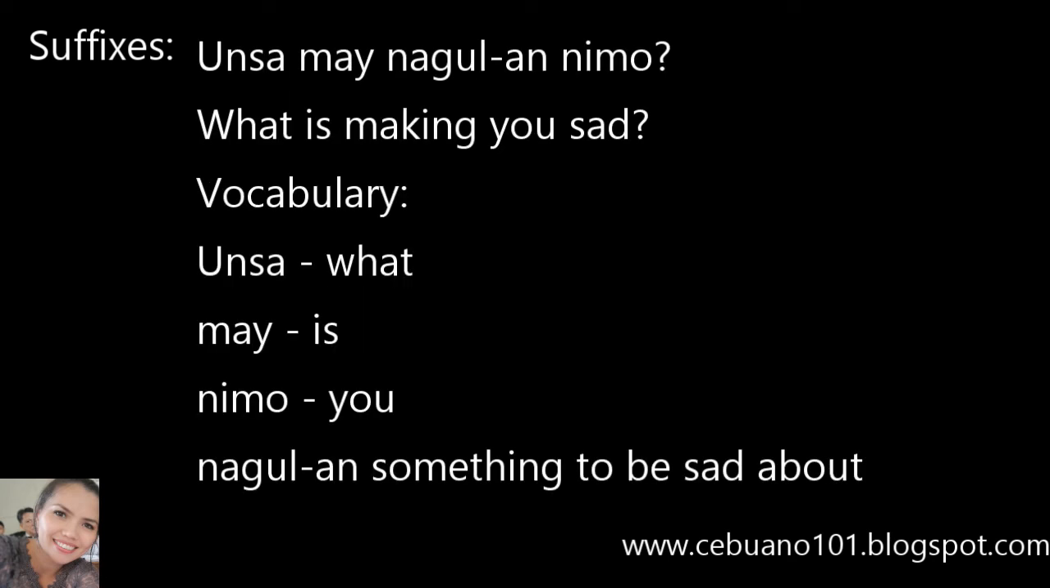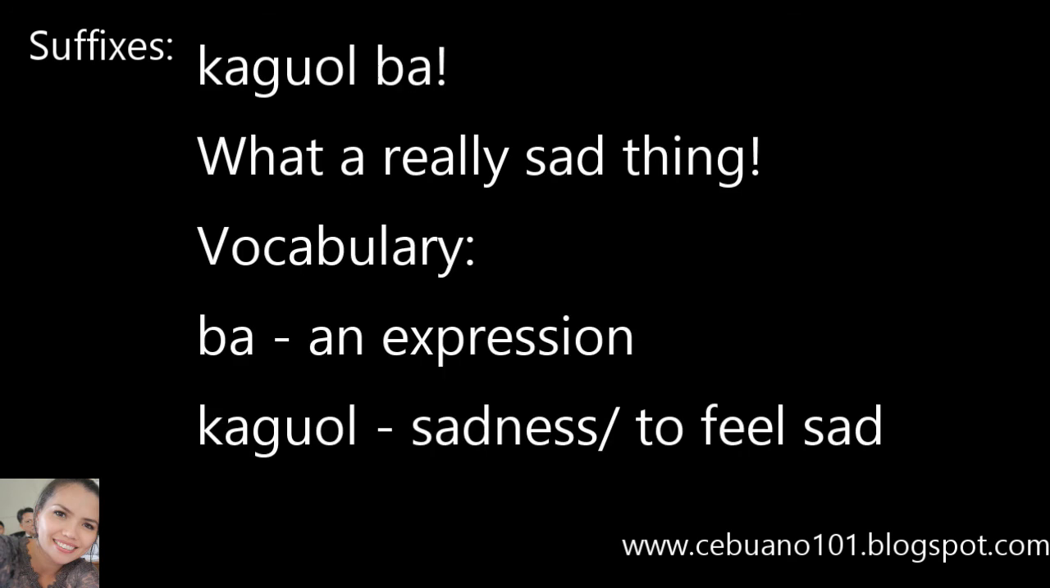Unsa may nagul-an nimo. So, unsa may nagul-an nimo? What is making you sad? Okay, unsa means what. Okay, may there is like is. Unsa may is like what is. Nagul-an is something that makes you sad. Okay, nagul-an. Last sentence. Kaguol ba?